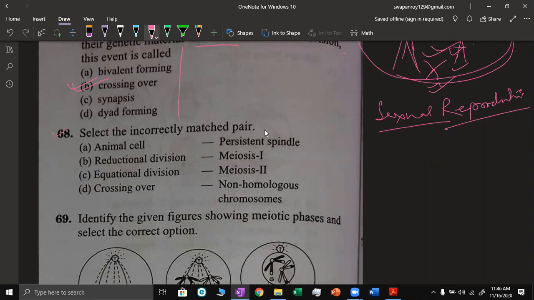Then next is 68. Select the incorrect matched pair. Reduction division is meiosis 1, this is correct. Meiosis 2 is equational division, it is correct. Crossing over takes place between the homologous chromosomes. And here it is written animal cell, persistent spindle. Persistent spindle is nowhere. In none of the cells is the spindle fiber persistent. The spindle fiber only occurs during the cell division. So this is A.